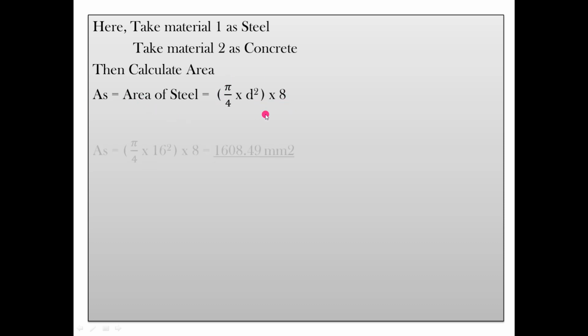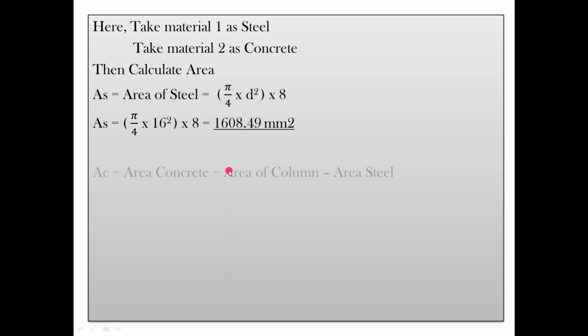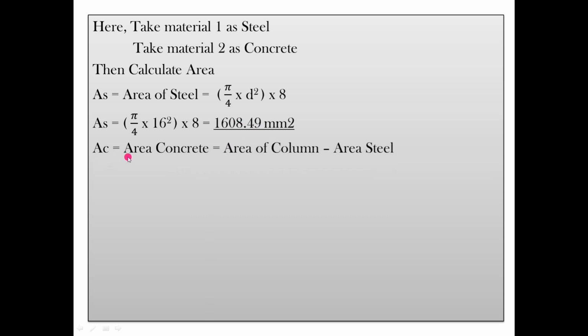त्यामुळं 8 ने मल्टिप्लाय केलं, मग that is the AS is equal to pi by 4 into 16 square into 8, it becomes 1608.49 mm square. Okay, this is the area for steel. Then concrete साठी काढायचं आहे आपल्याला एरिया.